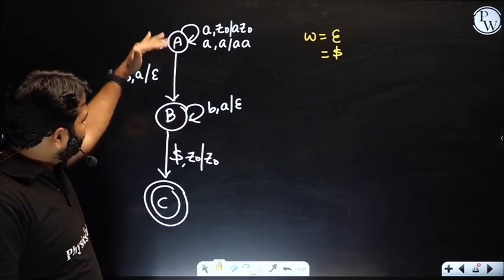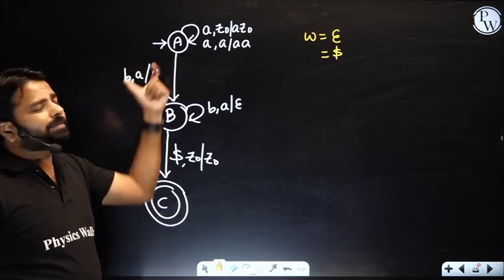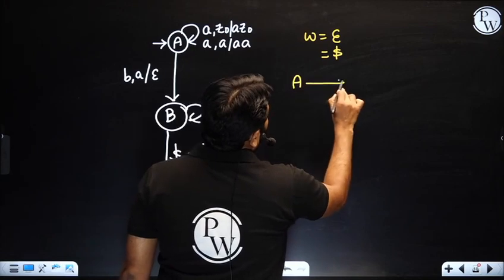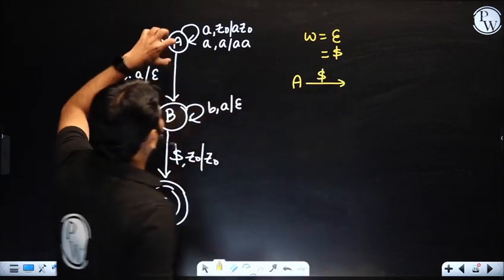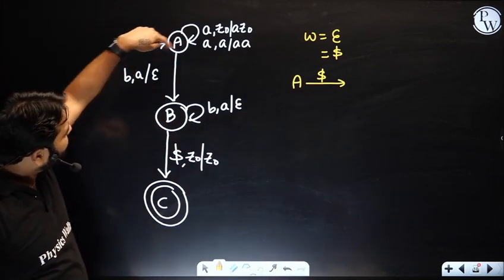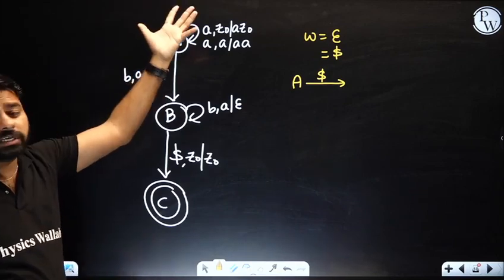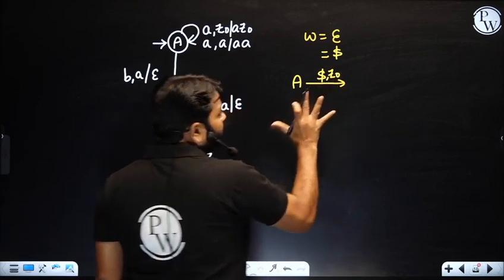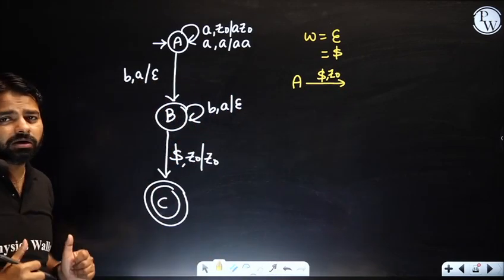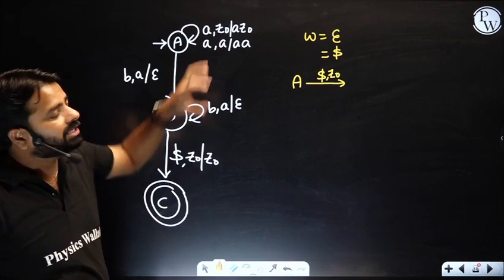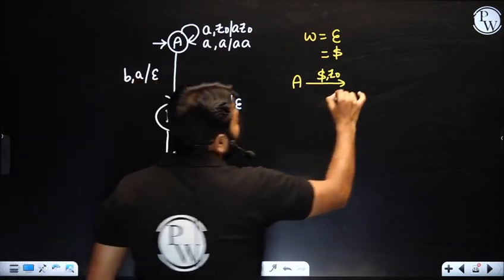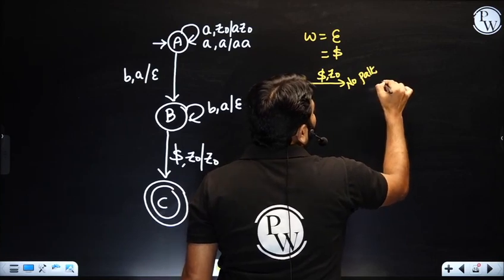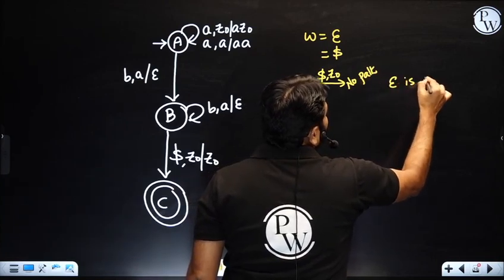Now, any PDA that you take always begins with the initial state. So you will begin with A. When you read the dollar from here, do you have any transition for dollar? Initially, the top of the stack is Z0, so dollar comma Z0 is what you are going to read. That's a combination, right? Do you have any transition? No. That means no path. When there is no path, it means it's an invalid string. It means epsilon is an invalid string.